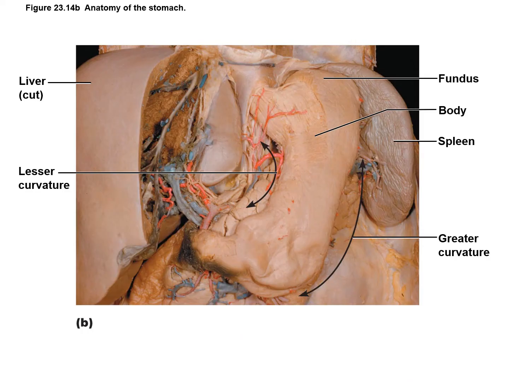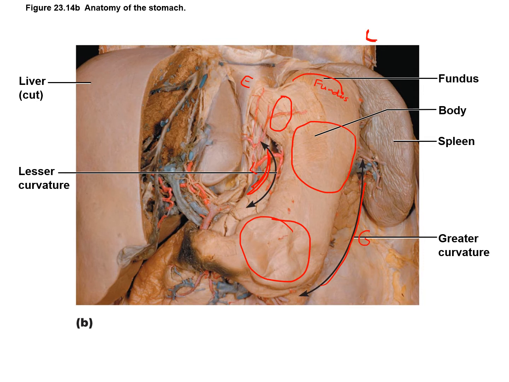So here you're looking at a photograph of a stomach in the cadaver. It is located in the upper left quadrant, and if you look at the stomach, you can see here is the fundus, so the domed portion. Here is going to be the esophagus, so then you would have your cardial portion of the stomach here, the body of the stomach here, and then you would have your pyloric portion down here. You do have your lesser curvature shown here, and then your greater curvature here.